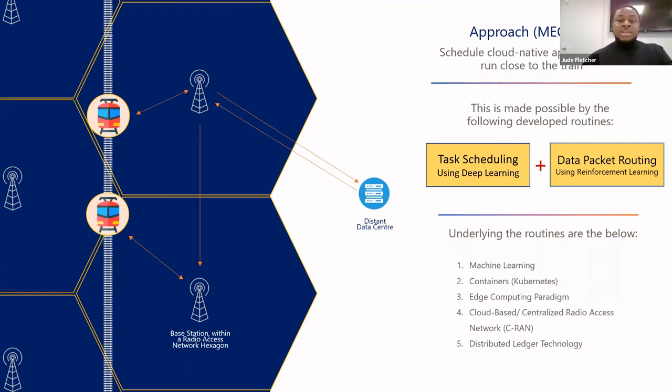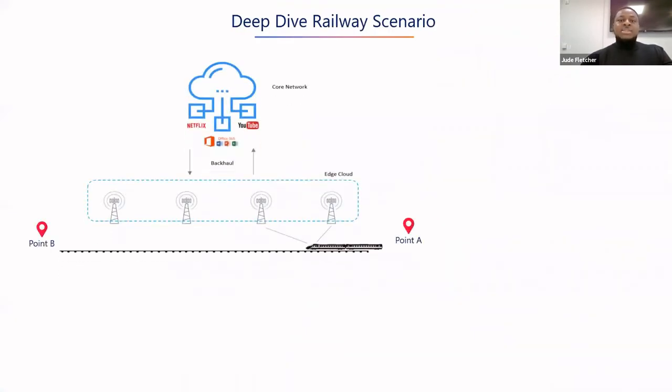So by doing that, it means at every point in time, all the servers within the network know which application is running where. It just allows it to be more dynamic and also more efficient in its work. So let's deep dive a little bit into the railway scenario. What we are trying to achieve is to move from point A to point B, but then deliver on the application's performance requirements for the railway.